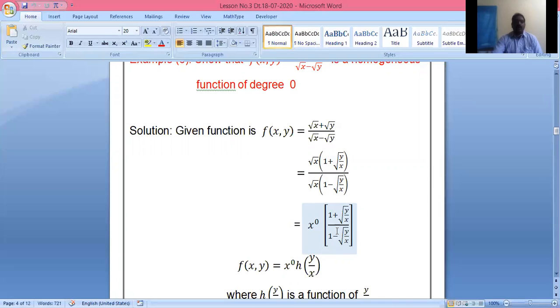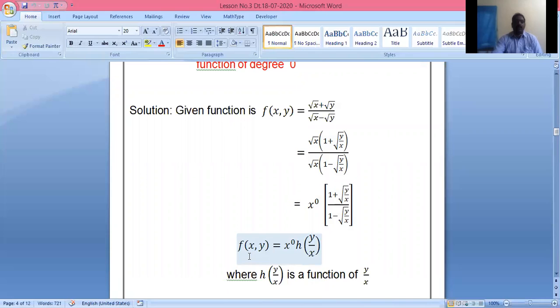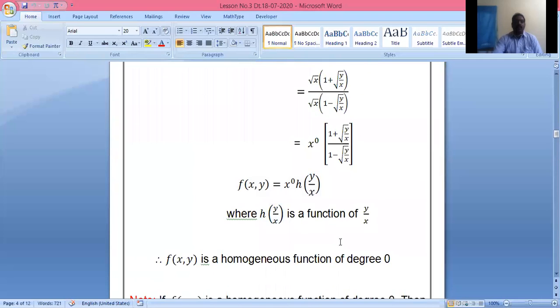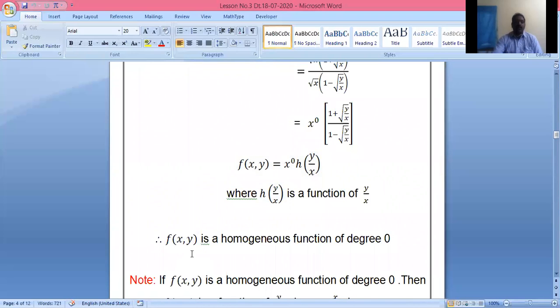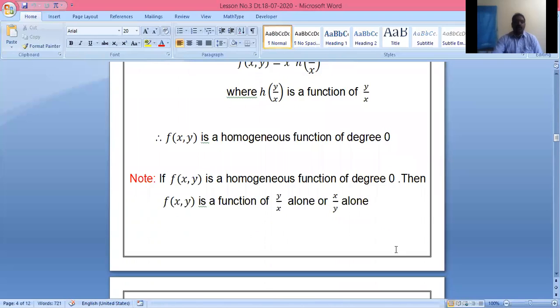This is in the form of h of y by x. Therefore, f of x comma y is equal to x power 0 into h of y by x, where h of y by x is a function of y by x. Here the order is 0. Therefore, f of x comma y is a homogeneous function of degree 0. Note: if f of x comma y is a homogeneous function of degree 0, then f of x comma y is a function of y by x alone or x by y alone.